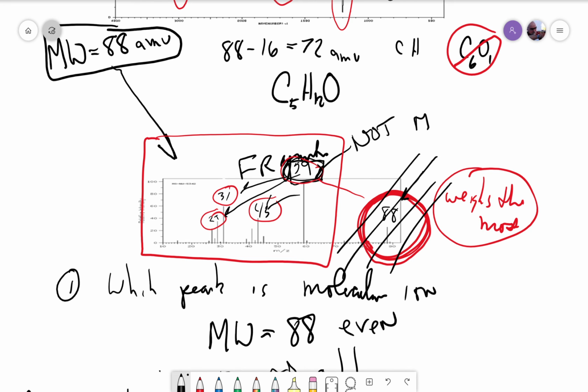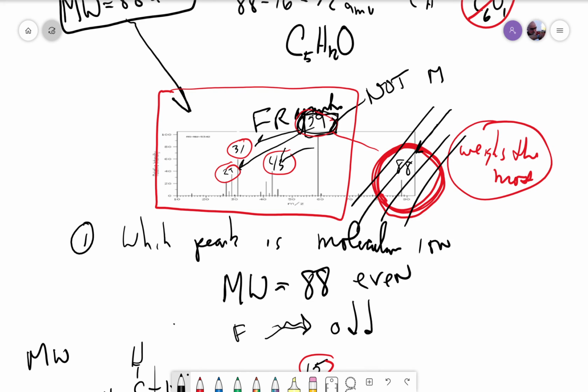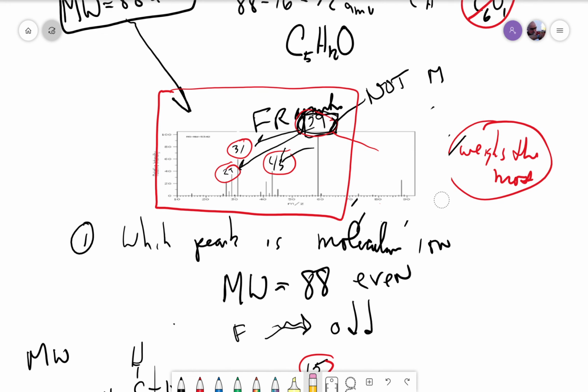So, by the way, assessing the mass spectrum for determining the molecular weight starts by looking for the highest molecular weight peak and checking to see if it is even, then all the fragments should be predominantly odd. If it is odd, then all of the fragments should be predominantly even.